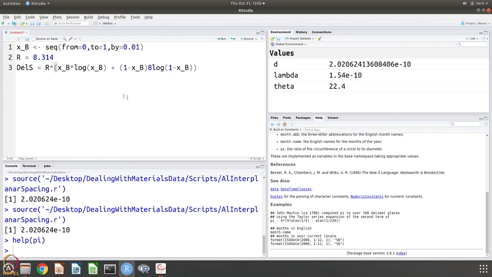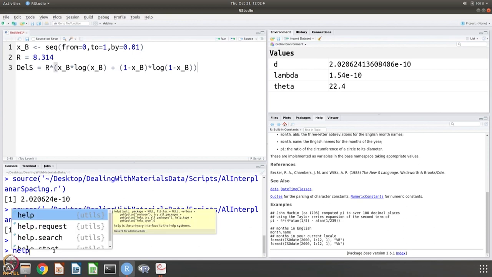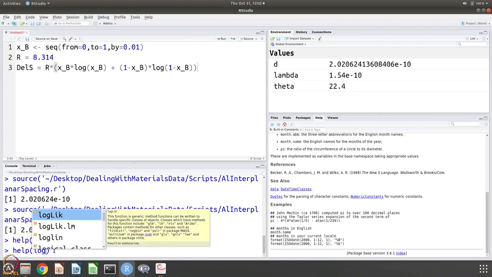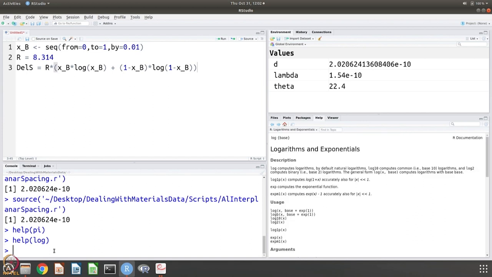Now, I want to know if this is correct. Of course, this completes and this completes. Okay. Now, I want to know what is this log. So, help log will give you, so it is a log, computes logarithms, and by default natural logarithm. So, we know if we want base 10, we have to use base 10.